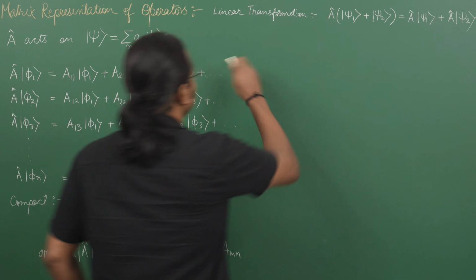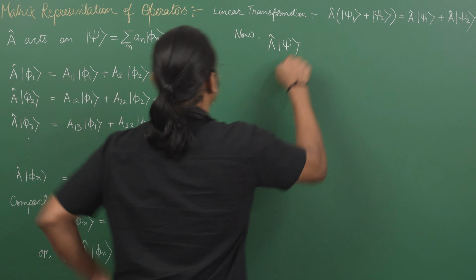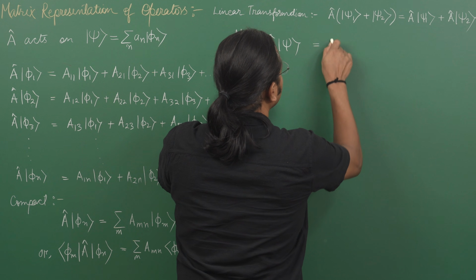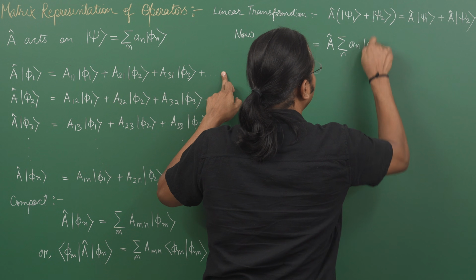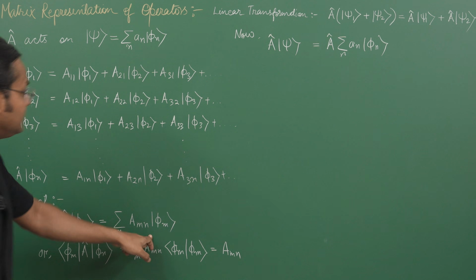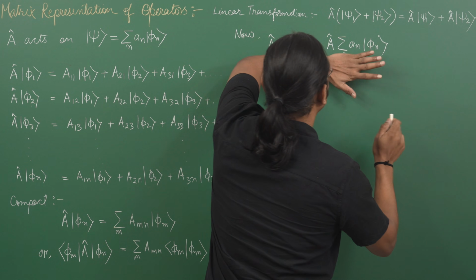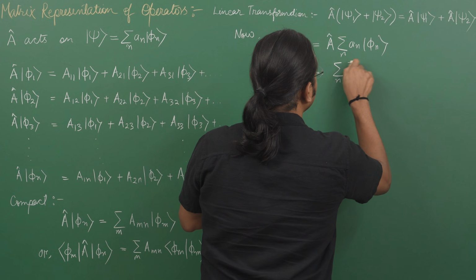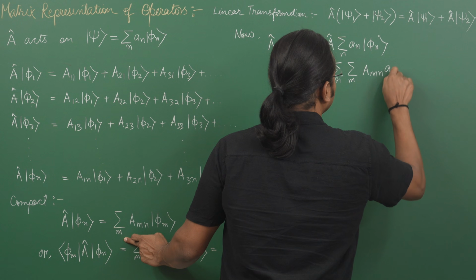So for example, now if I want to look at what happens if A acts on the state psi, that is quite simply put as A acting on the summation over n of a_n phi n. But we already know what happens when A acts on phi n. We end up getting this. So this is nothing but a summation over n, where the operator acts on phi n, and I will get the summation over n and the summation over m of a_mn a_n phi m.